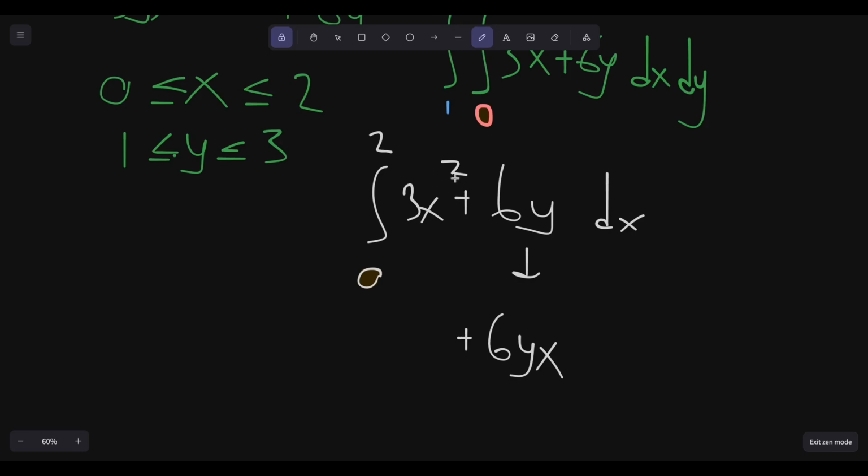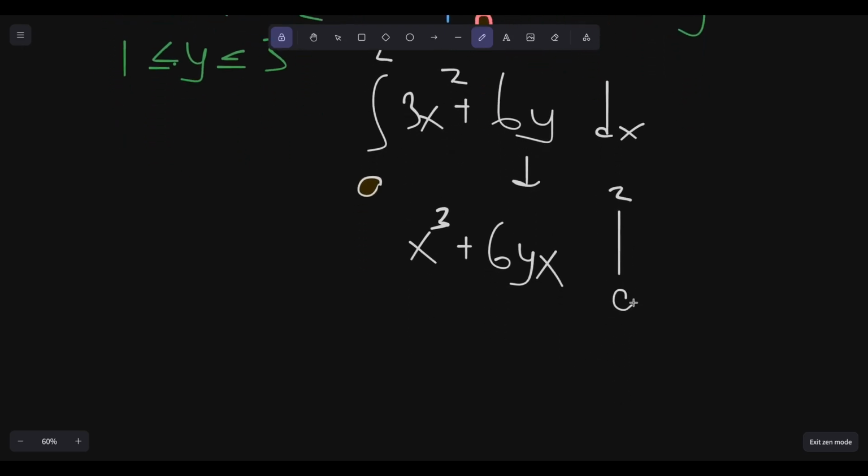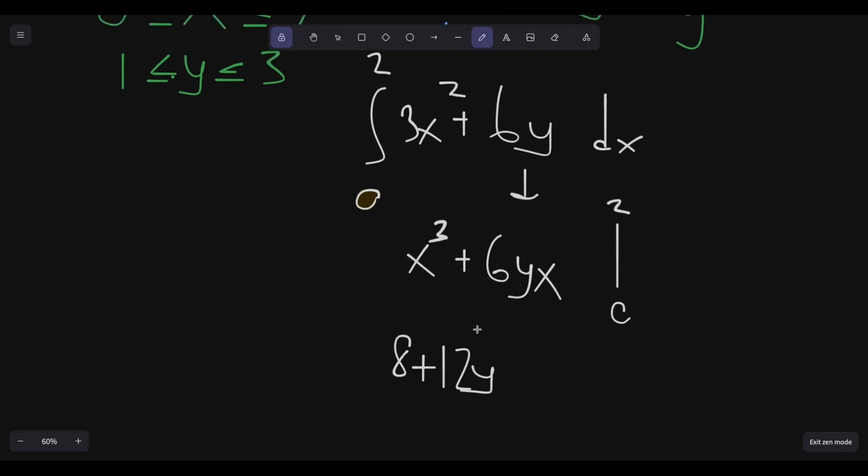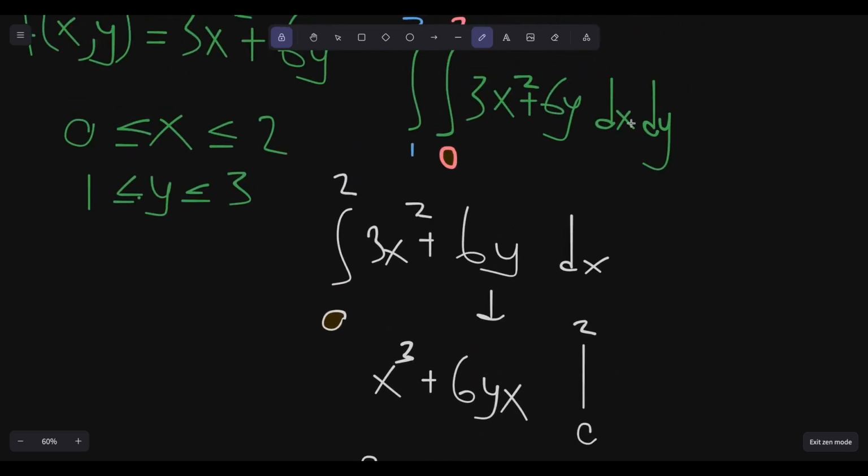And then this right over here would just be x to the third power, because you add 1 to the power and divide by 3. After that, this is going to be evaluated from 0 to 2. When x is 2, that's going to be 8 plus 12y. And when x is 0, of course, this is just going to be 0, so we can ignore that. And now this is going to be the result going into our second integral.